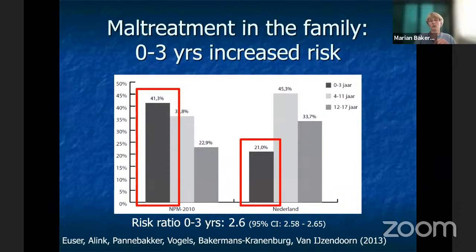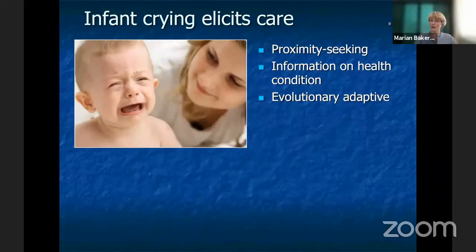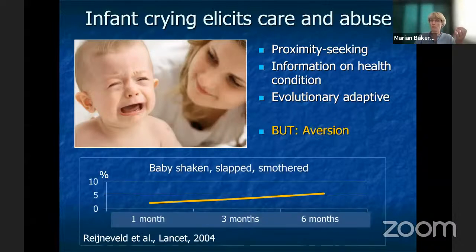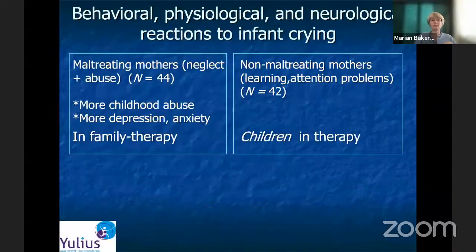And crying certainly plays a role in that. For crying elicits proximity seeking. It gives information on the health condition. As we now know, a higher pitch signals that there is something wrong with my health. It's thus evolutionary adaptive, but it also evokes aversion. And by the time that infants are 6 months old, over 6% of the parents admit that they have shaken their baby or slapped it or smothered it in order for the crying to stop.